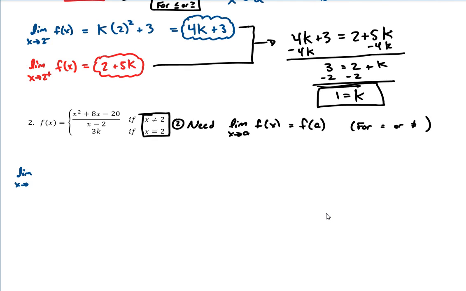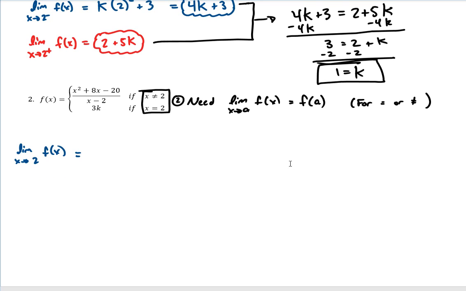The limit as x goes to 2 again, so it could be any number, but this is coincidental. It's just 2. Okay, so the limit as x goes to 2 of our function. Well, this does involve just making sure it equals the left and the right at the same time. However, you can do these in different orders.